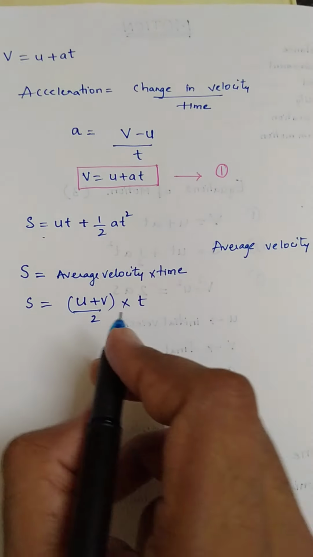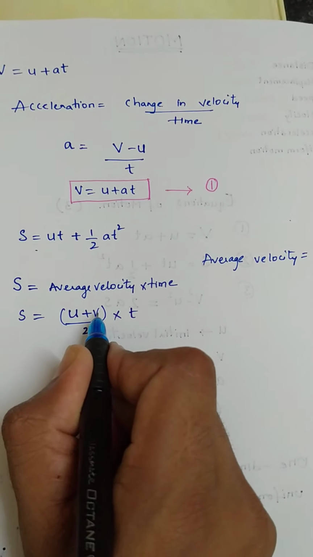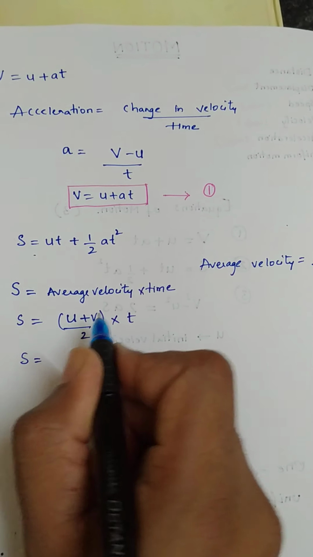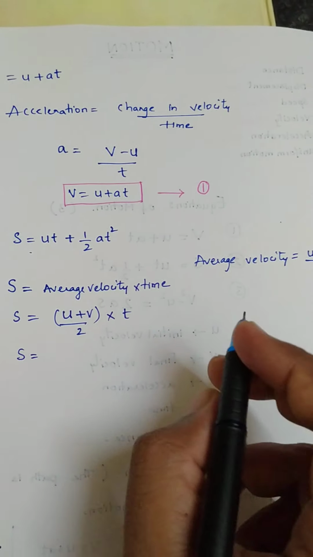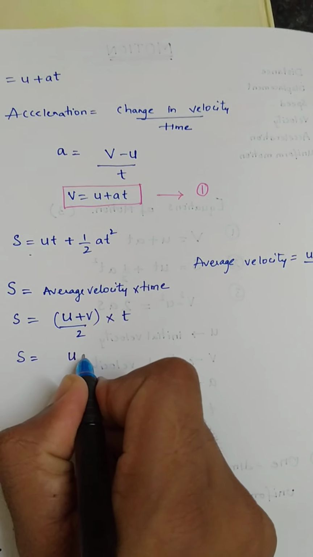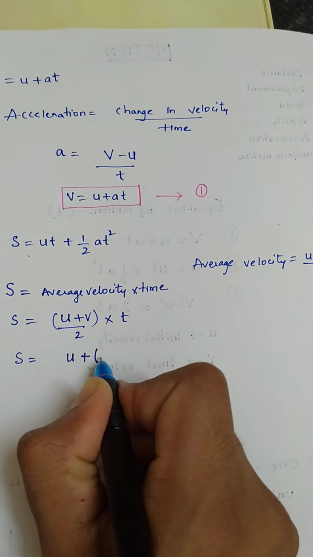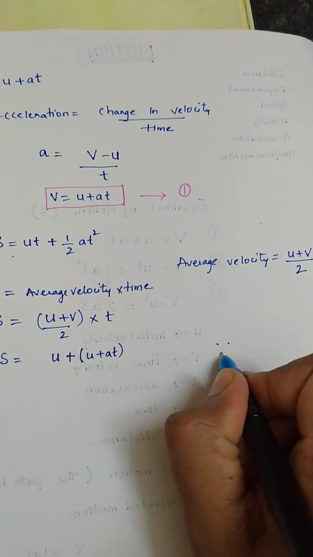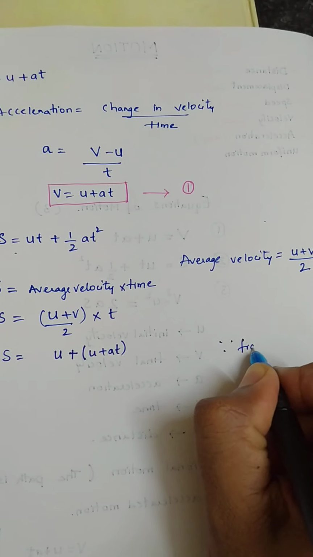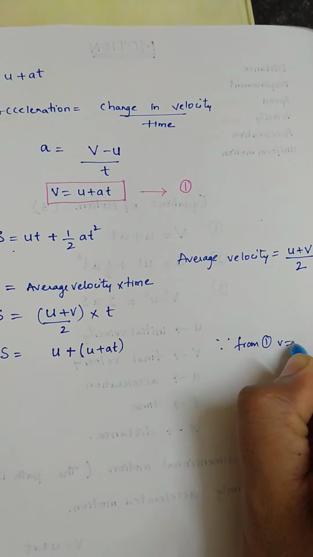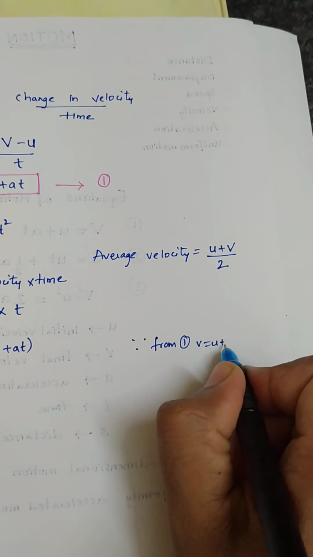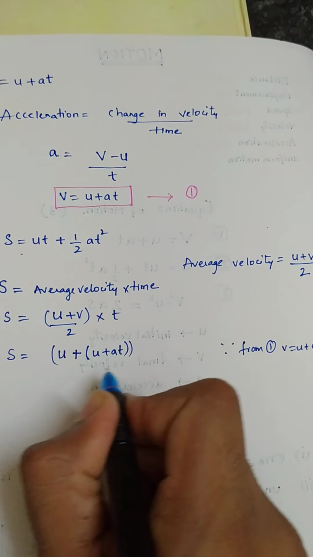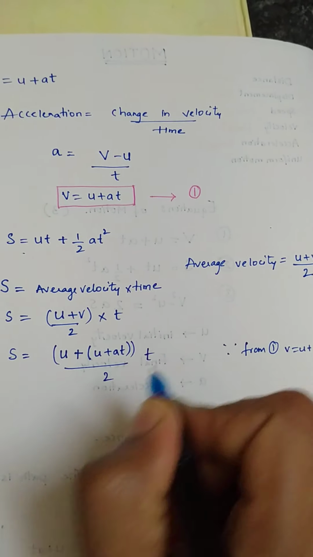Now further, I'm going to replace my final velocity v with whatever I got in the first equation. That means I'll write u as it is, and v is replaced as u plus at. From where did I get this? From the first equation, you get v is equal to u plus at. So I'm using it here now. Everything as it is, close brackets, by 2 into t.